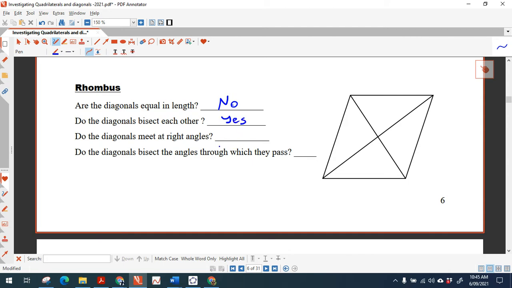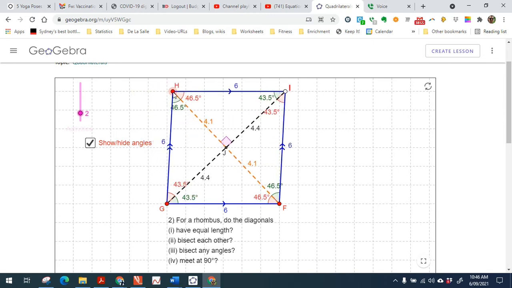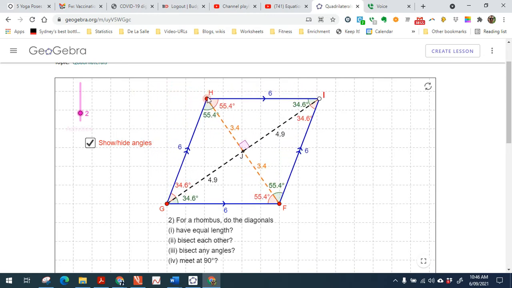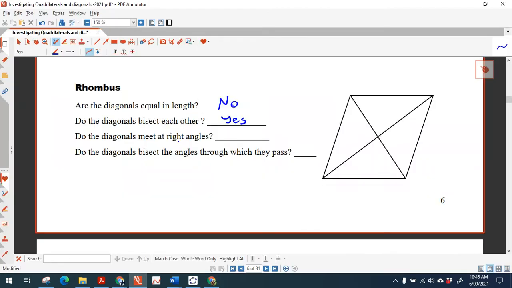Okay, do the diagonals meet at right angles? Let's have a look. Well, let's click the box here to show the angles. Have a look. Yes, they do. You can see that no matter what I do to my rhombus, I can change it to a different rhombus, the diagonals always meet at 90 for a rhombus. Okay, so the answer for that one is yes.